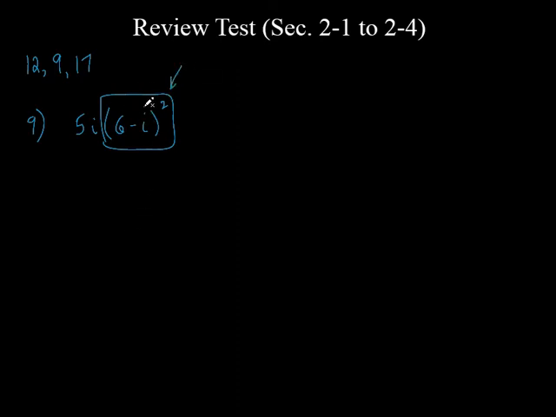So what do we do with this? When you have a sum or a difference, something being added or subtracted, and it's being squared, do you just square the stuff inside the parentheses? No. What do you do with any number that's being squared? Right, you're going to FOIL it. You're going to multiply it by itself.